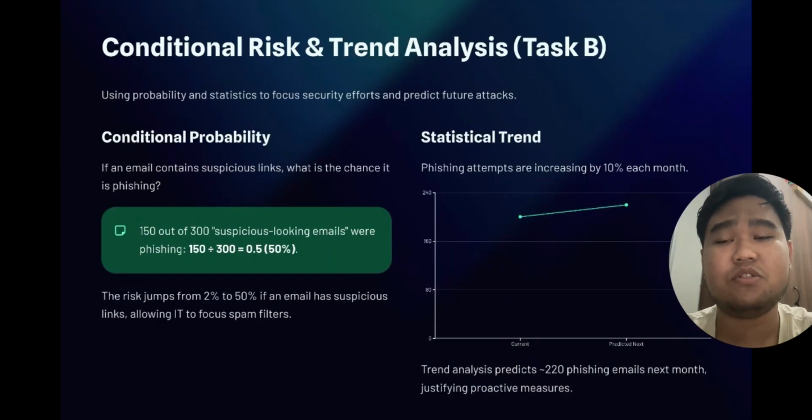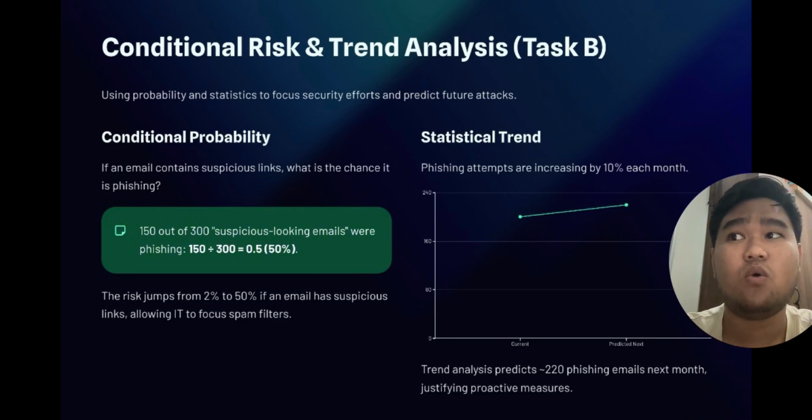Then conditional risk and trend analysis for Task B. By using probability and statistics, we want to focus security efforts and predict future attacks, since we don't know what the future trends are. Conditional probability can help the team. If an email contains a suspicious link, what is the chance it is phishing? 150 out of 300 suspicious-looking emails were phishing. We divide 150 by 300, so we get 50%. So the risk jumps from 2% to 50% if an email has a suspicious link, allowing the IT team to focus on the spam filters.